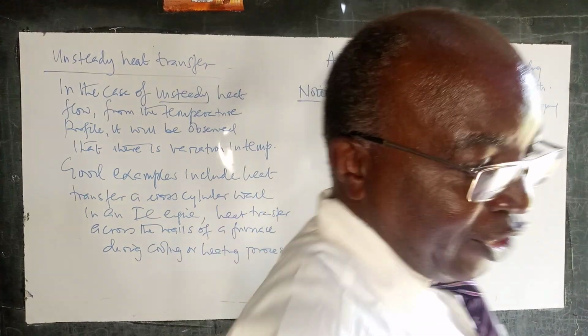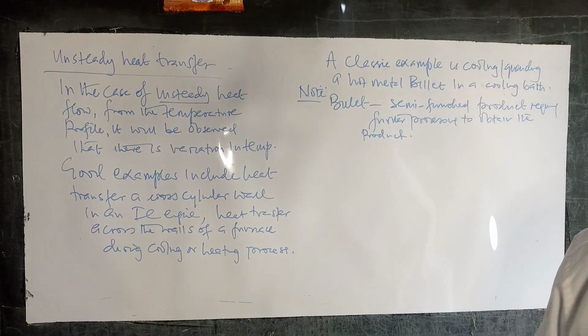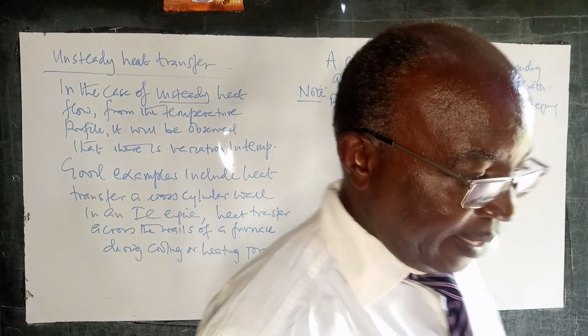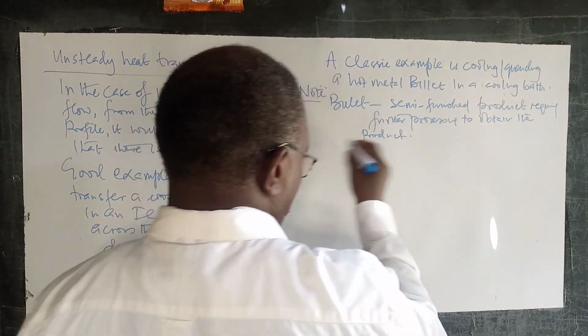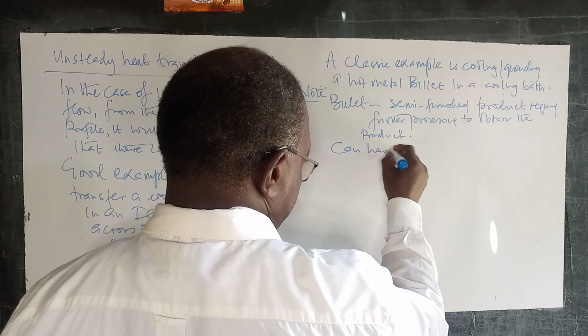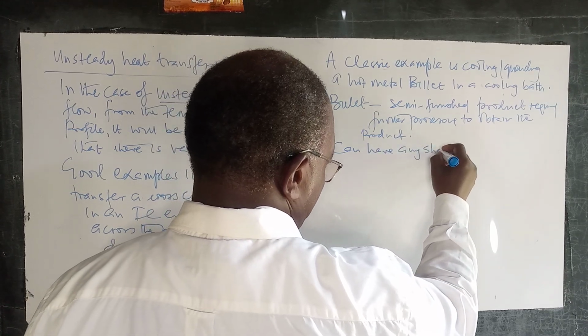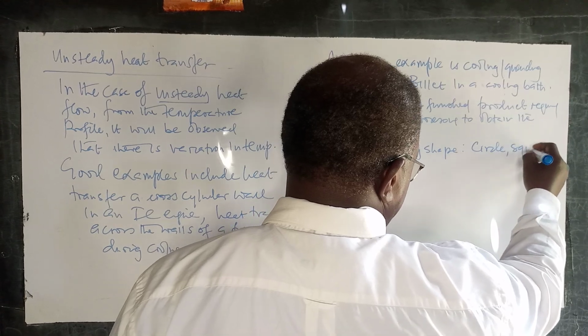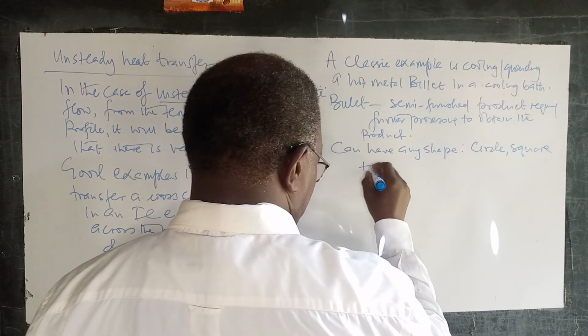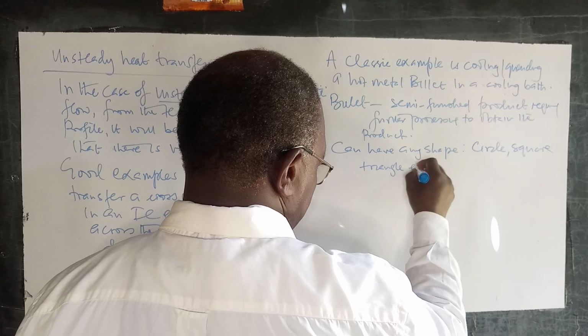Now, a billet can have any shape, any geometrical shape. It can be a square, it can be rectangular, it can be a circle, and we're going to see why the shapes are important. It can have any shape: be a circle, a square, a triangle, etc.